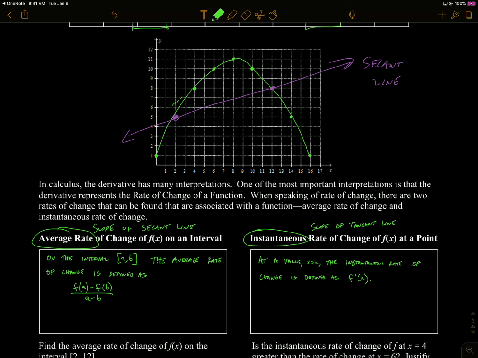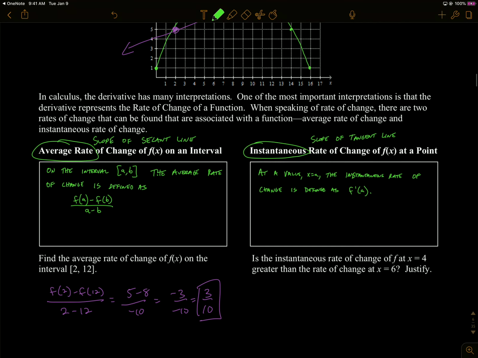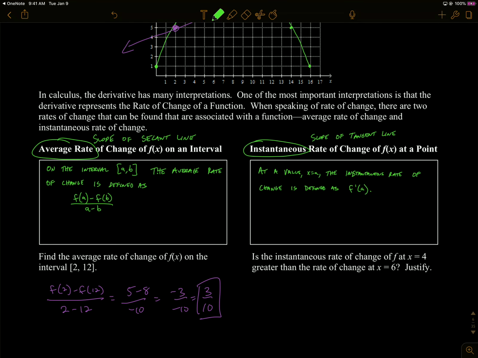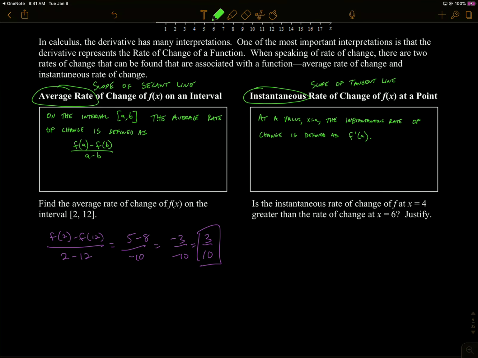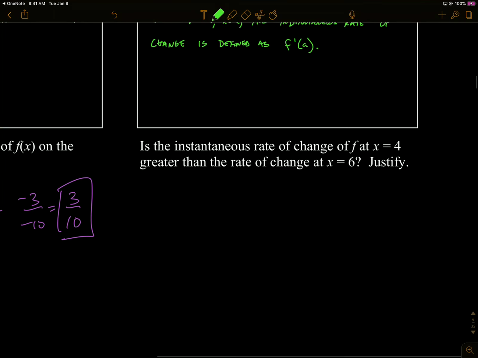So here's an x value of 4, and then here's the slope at an x value of 6. Which one has a steeper slope? 4 has the steeper slope. So they said, is it greater than at 6? We're going to say that it is greater.